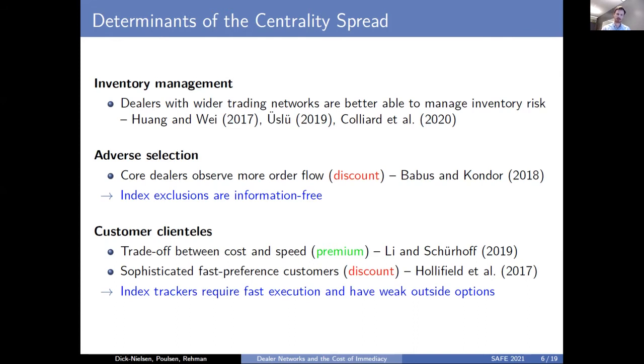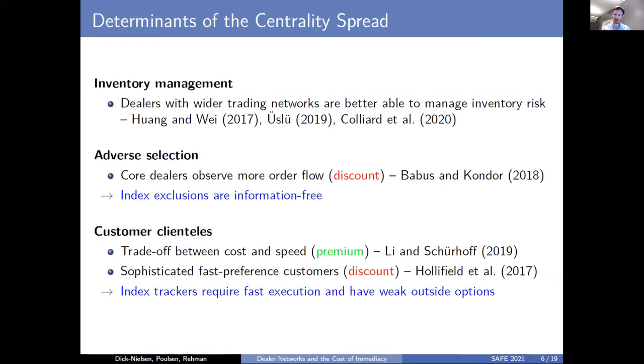An alternative explanation also includes customer clienteles in the search-based models. So DNSHOF have a model in which they consider a trade-off where investors trade off execution cost against execution speed. So some investors have a strong preference for fast execution. They trade with core dealers that supply this speed, but the core dealers do so at a higher cost. So their model predicts a centrality premium.